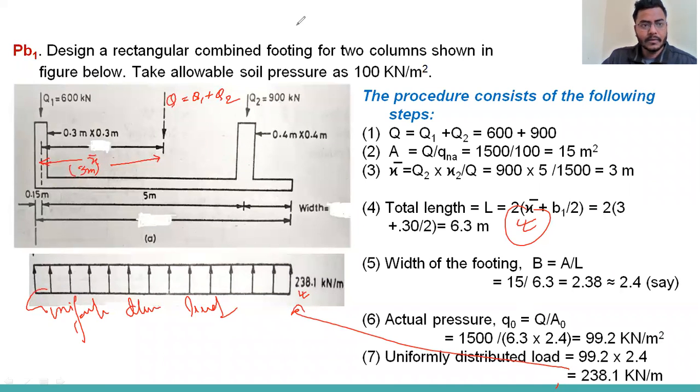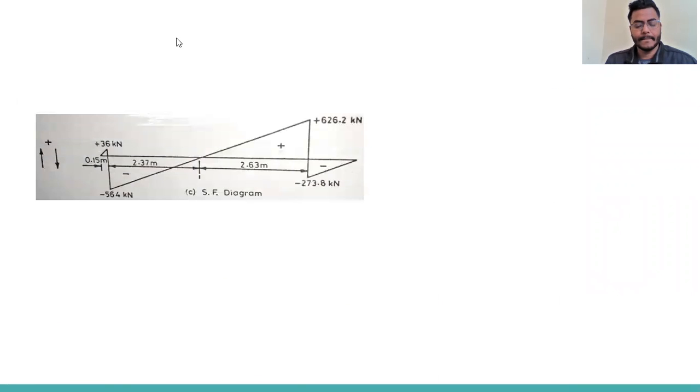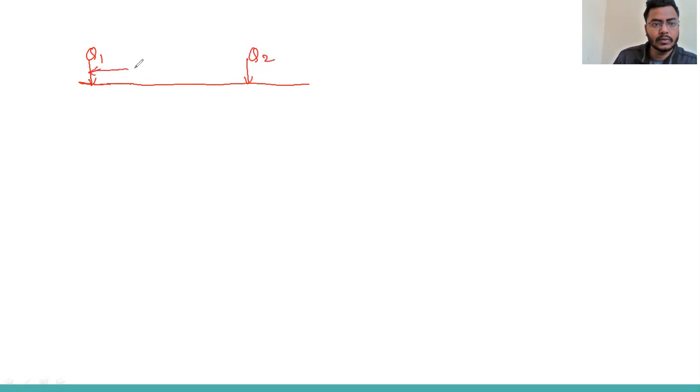So what is the next? Next we can draw the shear force diagram and bending moment diagram, right? Whatever the columns and footing were, just make a line diagram of that. So I am drawing a line diagram. This is the length. Here Q1, and here Q2. The distance between both column loads was 5 meter. Am I right?